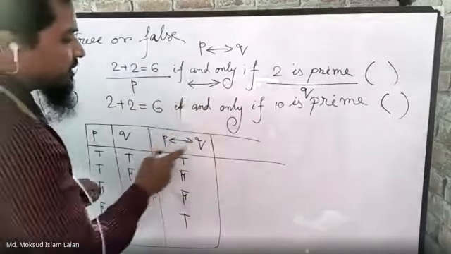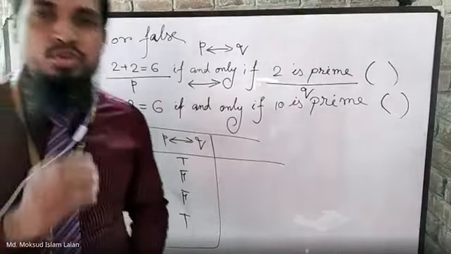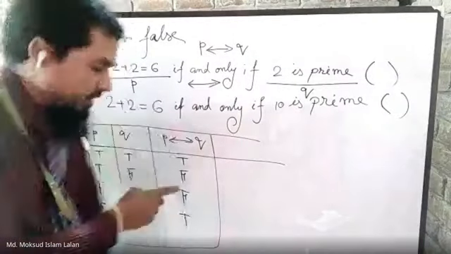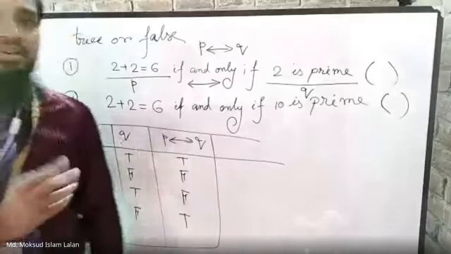So what is the definition of biconditional? If they have both the same value, if they have the same truth values, then you can say this is true, right? Otherwise, false. Now we are going to implement it.